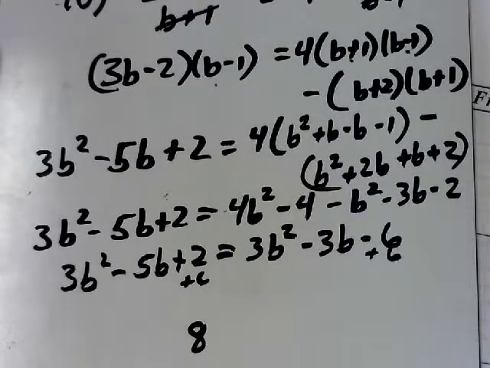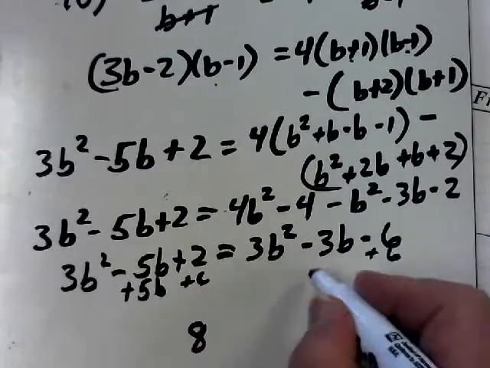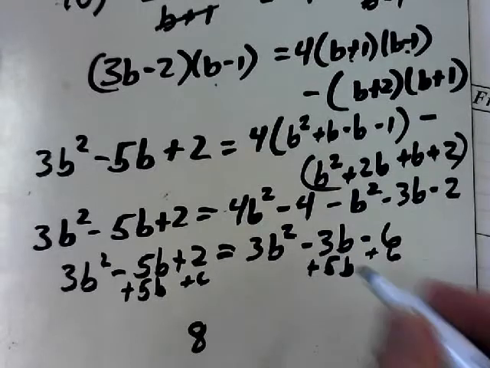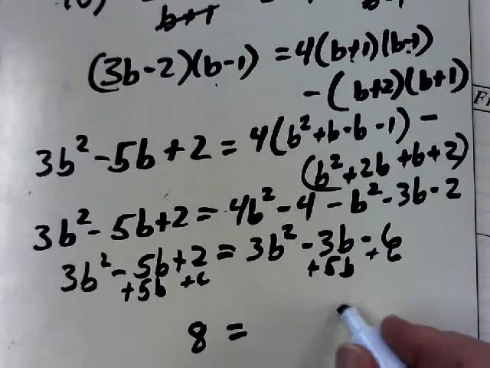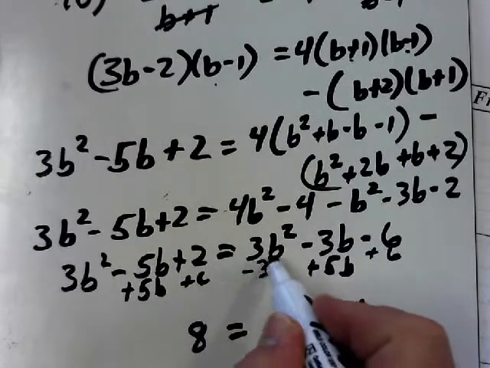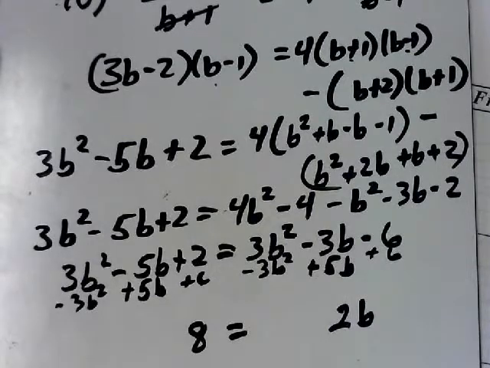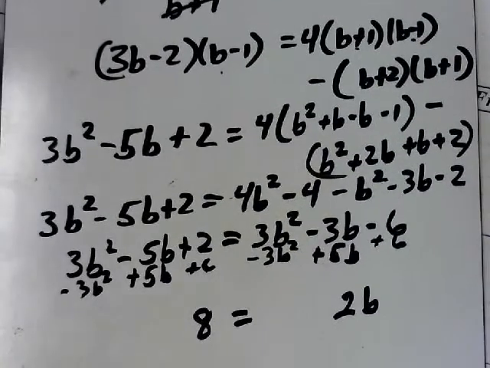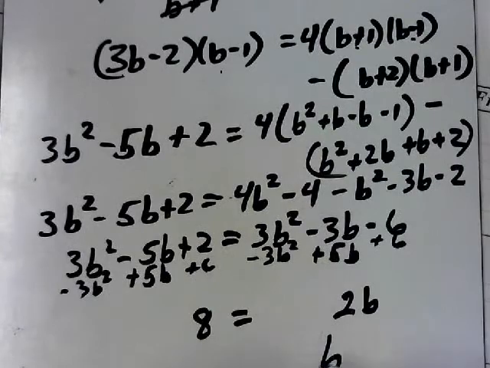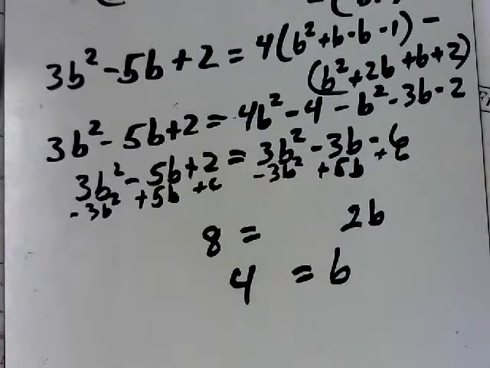Add 5b. So you want to add 5b, and you want to add 5b. So that's going to be 2b. And subtract your 3b squared, from the right-hand side. So a negative 3b squared and a negative 3b squared is going to give you 0, right? So 8 equals 2b. Then divide by 2, so b equals 4.